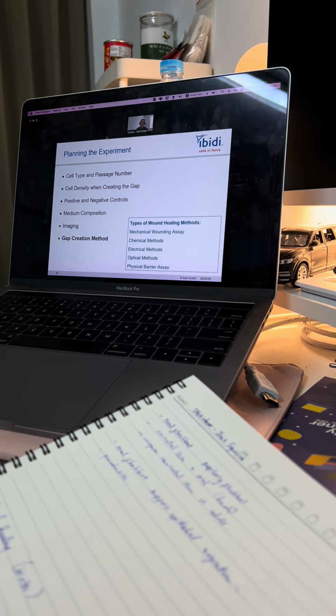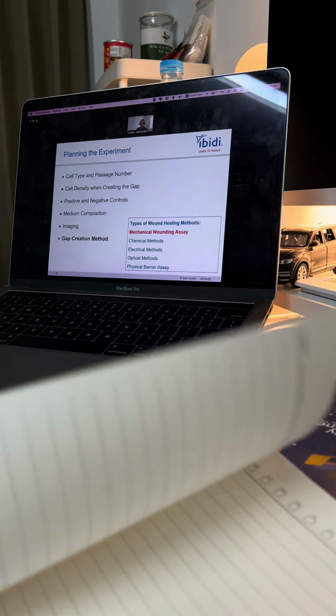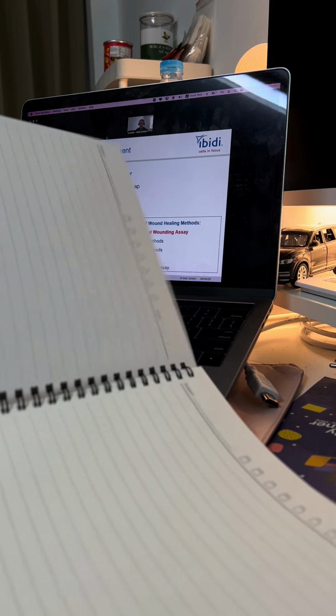And we can start here at the top, so with mechanical wounding assays. And this is the most common method for studying collective cell migration. We already have somebody commenting in the chat that they did this.